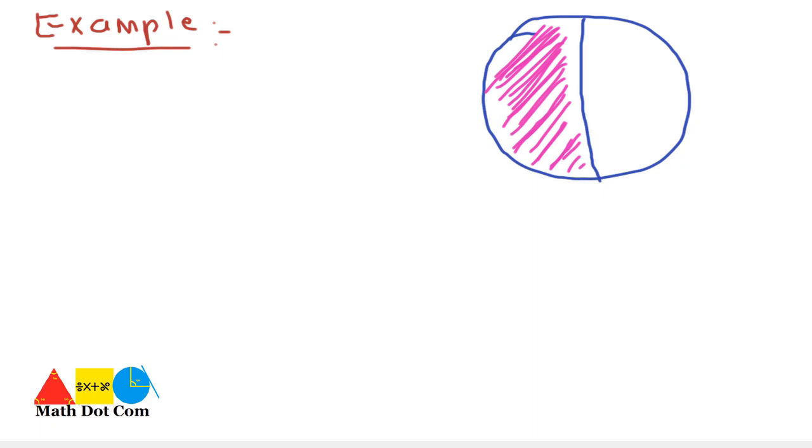Okay, and 1/4 of it is green, or you may say it's black, and the portion that is left is green. Now we want to find the percentage of the colored portion: what is the percentage of the black colored portion, what is the percentage of the green colored portion, what is the percentage of the purple colored portion.